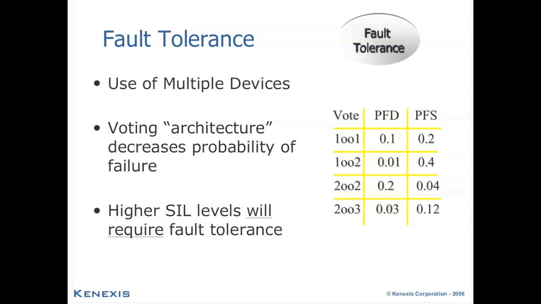The combination of voting architecture that provides both a low probability of failure and a low spurious trip rate would be, say, a 2 out of 3 voting architecture, where 3 devices are used, requiring 2 out of any of those 3 devices to vote to trip in order to take the specified safety action. Of course, higher required SIL levels will typically require some degree of fault tolerance, both in the field devices, those transmitters and valves, as well as the logic solver, which will be required to have a fault-tolerant architecture.